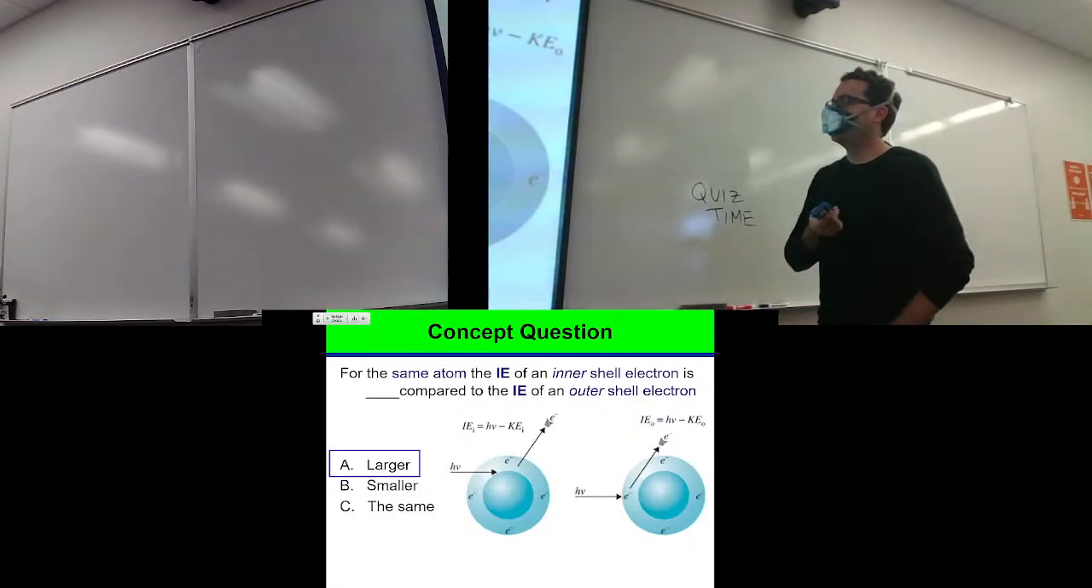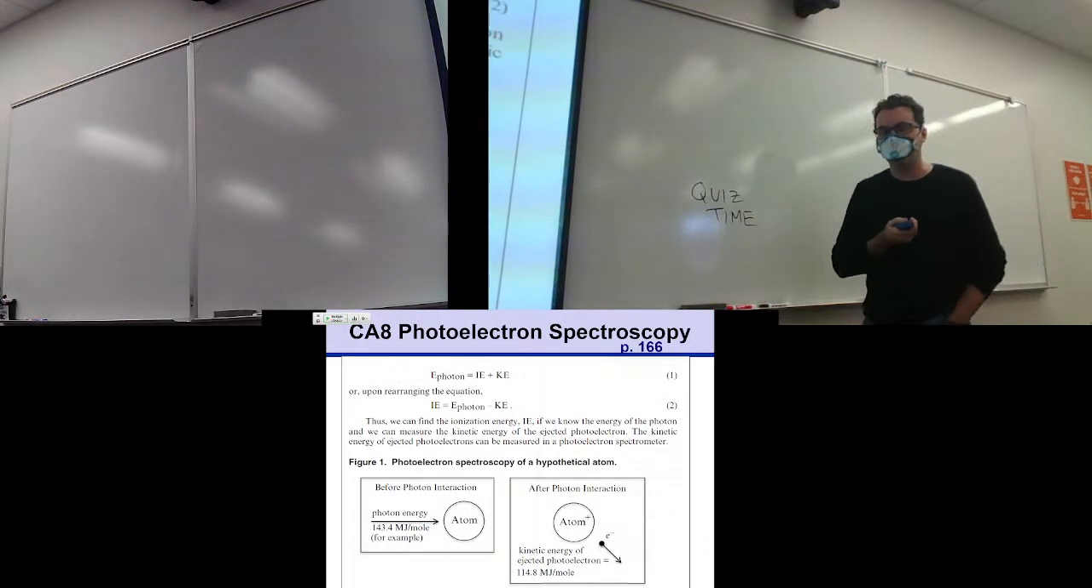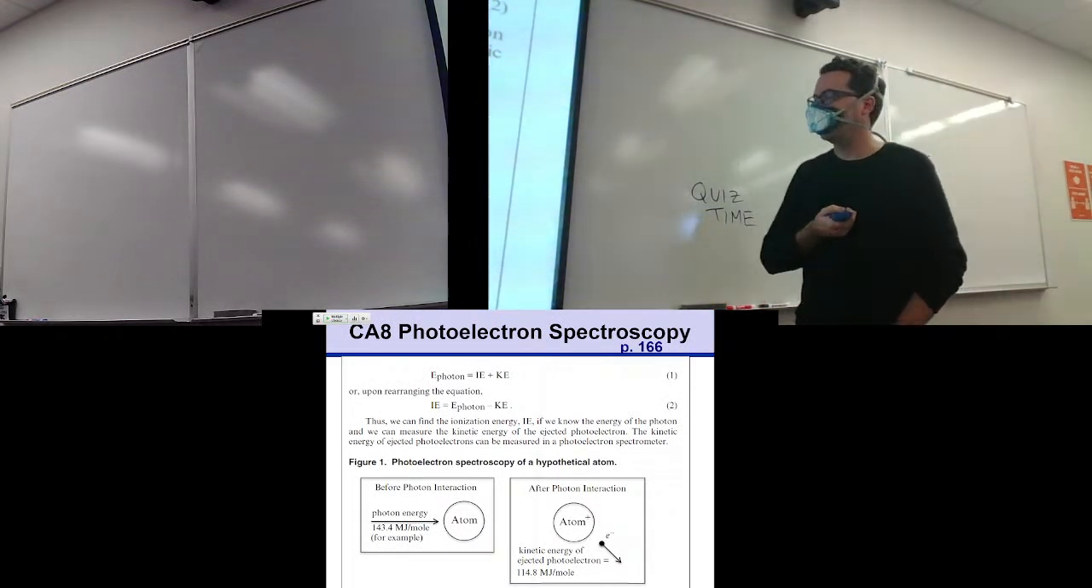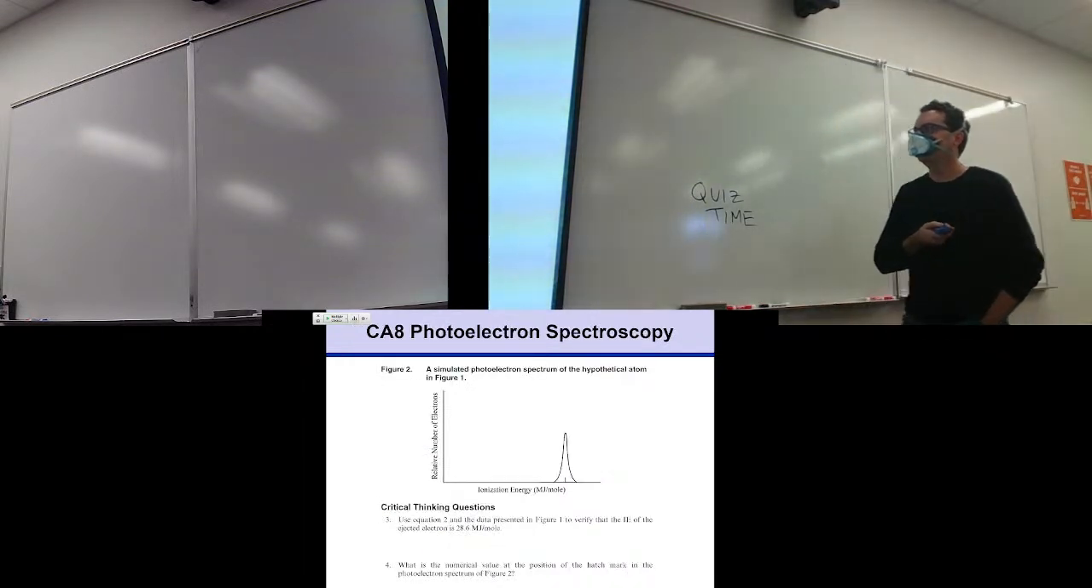Okay, so we covered this. I'm going to skip this real quick, and we covered this. This was our simulated atom. What do we see if we were to generate a graph of ionization energy versus electrons ejected? And so this is what we saw.